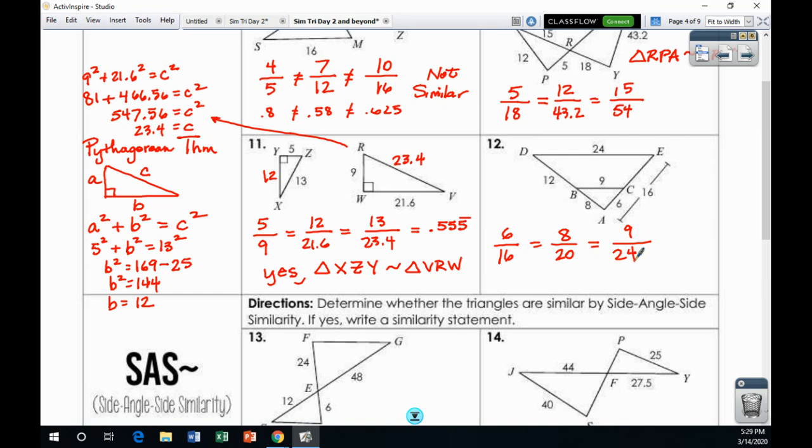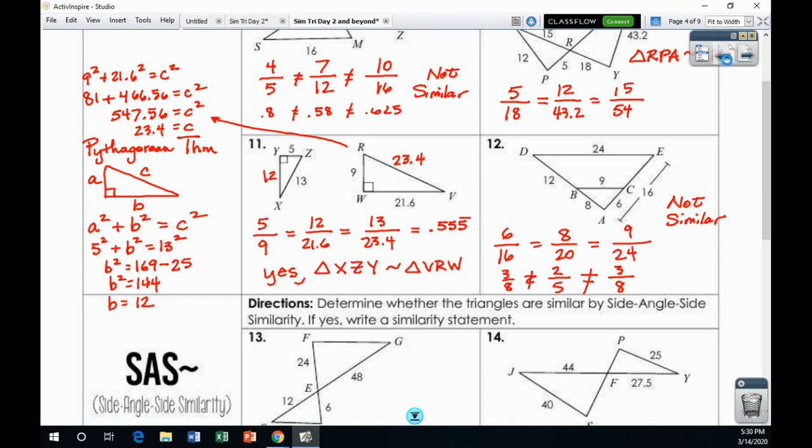Well, if we just reduce the first two, I guess we could reduce all three of these and prove it. Let's do that. 6 over 16, this is going to be 3/8. All right. 8 over 20, that's going to be 2/5. And see, we're done right there. We know this is not going to be true. And then the last one, that's going to be 3/8. So, hey, two of them did equal 3/8, right? But guess what? 3/8 does not equal 2/5 from either side. So these dudes are not similar by side. Okay? All right.